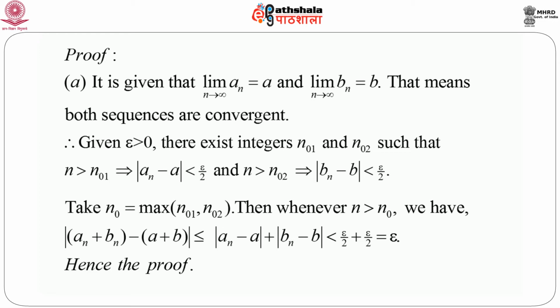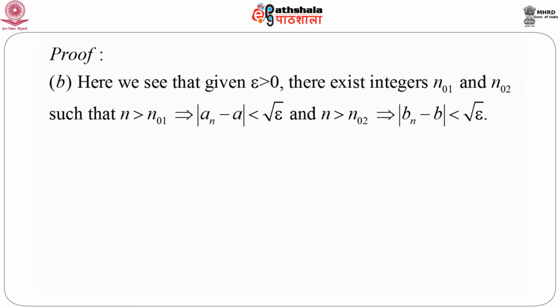So this satisfies the definition of convergence, and hence we say that the sequence an plus bn is convergent, and we can say that an plus bn goes to a plus b as n goes to infinity. This is just an application of the definition of a convergent sequence, and you can get this proof. Now for the second proof, we proceed exactly similarly.